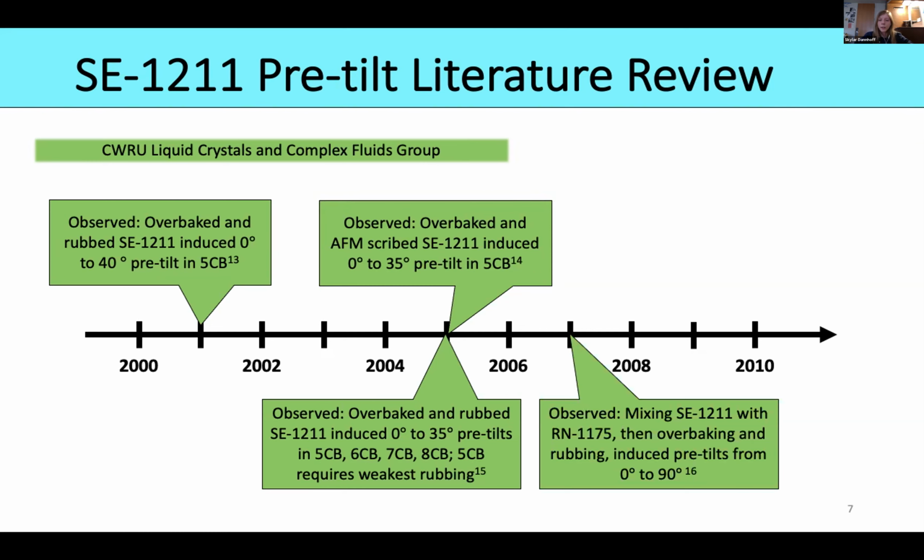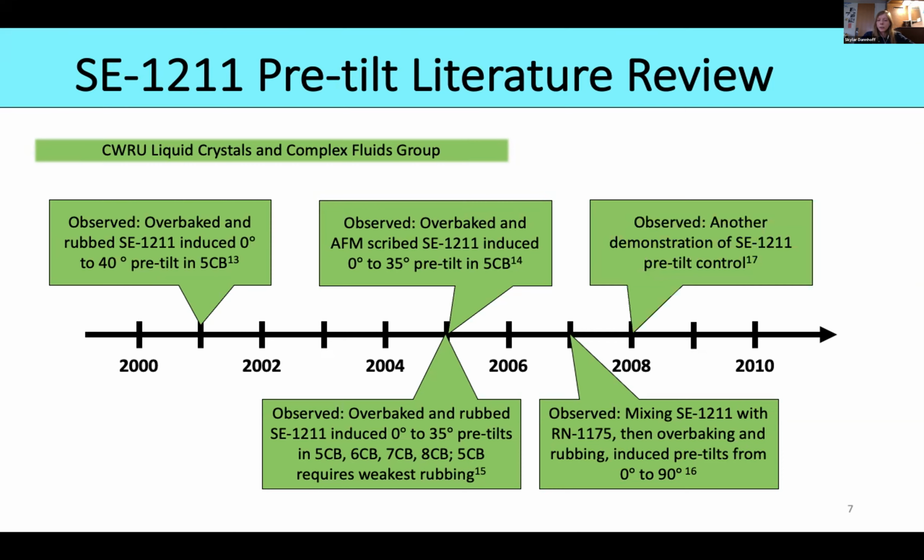And then in 2007, the group observed that by adding RN1175 to the SE1211, they were indeed able to measure a much greater range in pre-tilts, extending all the way from 0 to 90 degrees, which is why we've been looking at using RN1175 in our current work. And then another study in 2008 was focusing on different liquid crystal properties, but it's another study that demonstrates the full range of pre-tilt control that the group had in SE1211 at the time. So this just gives you some context and background here that this has been done before. Now the issue here, and maybe you can see from the timeline, is that this was done over a decade ago, and we're still using the same material from over a decade ago. So it's really necessary at this point that we're recharacterizing SE1211 and making sure that it's still viable for this application.